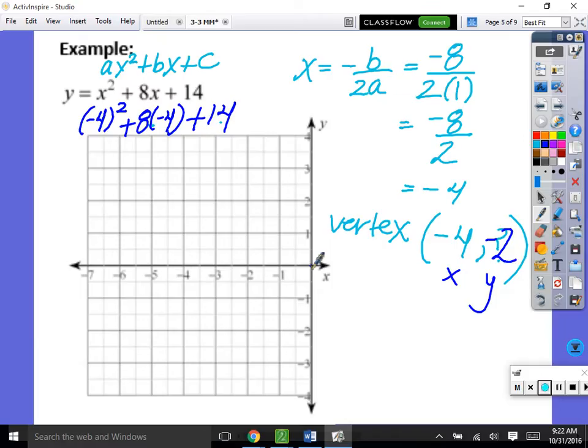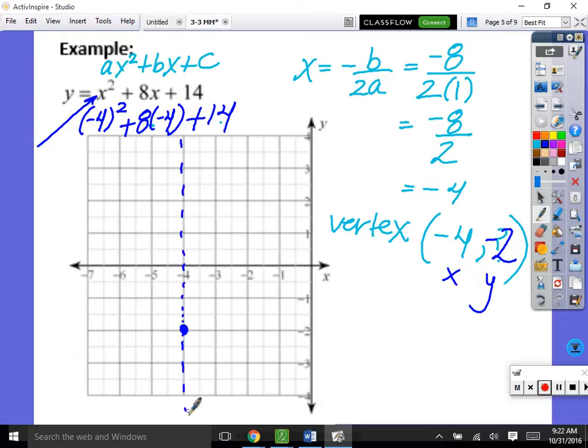So now we can plot that. So here's our origin, 0, 0, where our vertex is at negative 4, negative 2. So there's our vertex. Is this a smiley face or frowny face? Look at the leading term. Isn't it positive 1? So it's a smiley face. So now remember, we need some more points here. Now that we found our vertex, we can draw in our axis of symmetry.